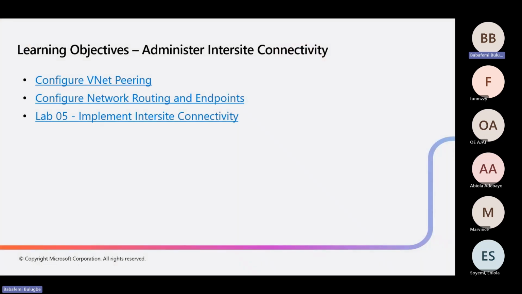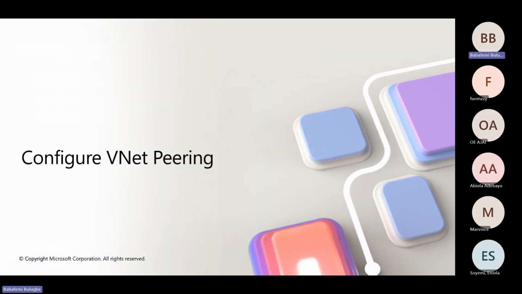Like I've said, we're going to look at VNet peering under the learning objective, the network routing and endpoints, and how we implement intersite connectivity, which will be the lab for this particular learning part. So let's start with how to configure VNet peering.